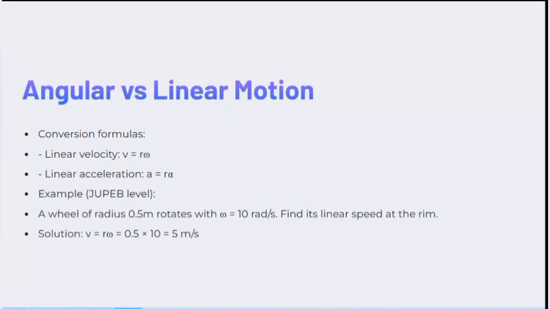Now let's see the comparison between angular motion and linear motion. There's a relationship between linear motion and angular motion, and that relationship is between their velocities. The velocity of normal linear motion, V, is equal to R W, where R is the radius of the circular path that the motion is happening in.